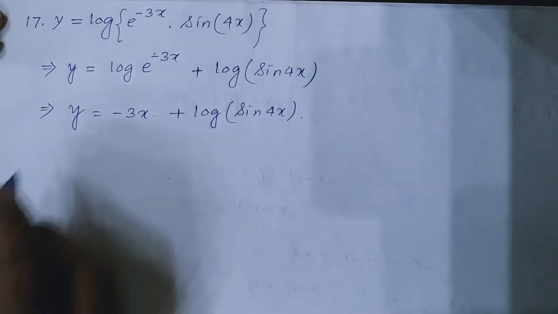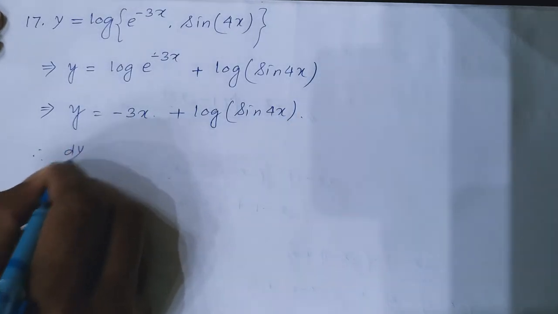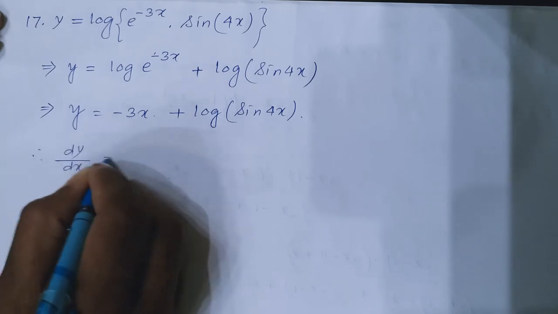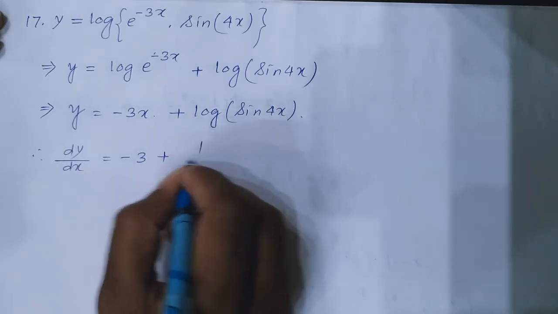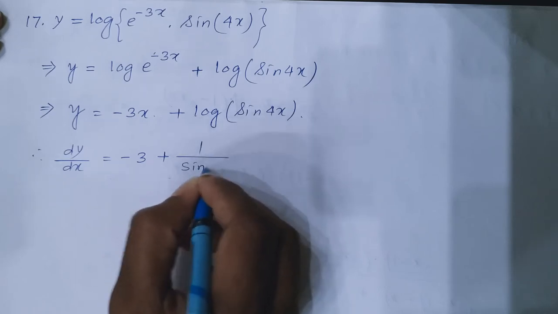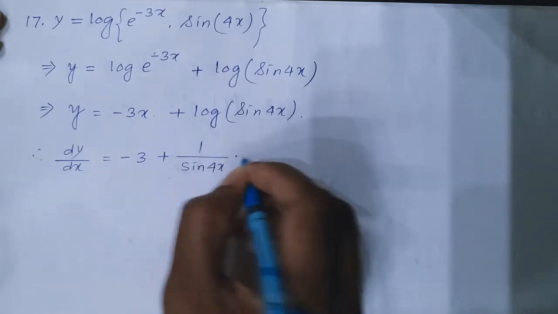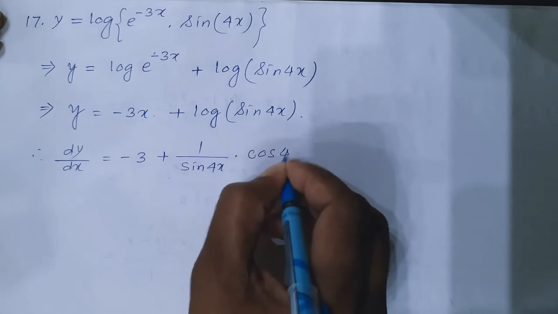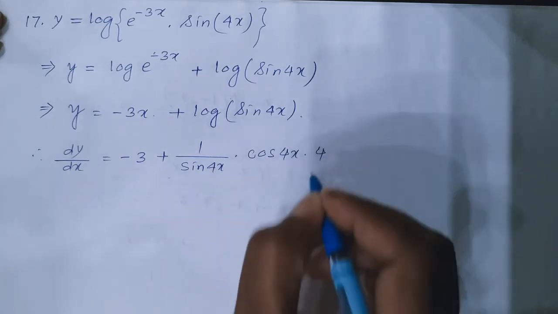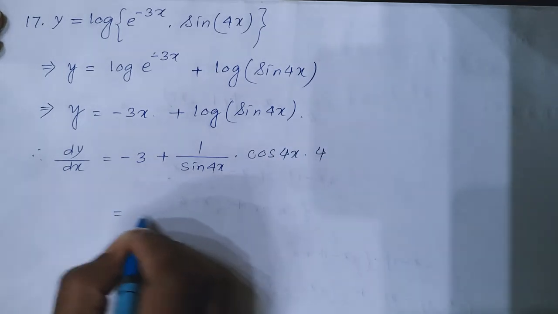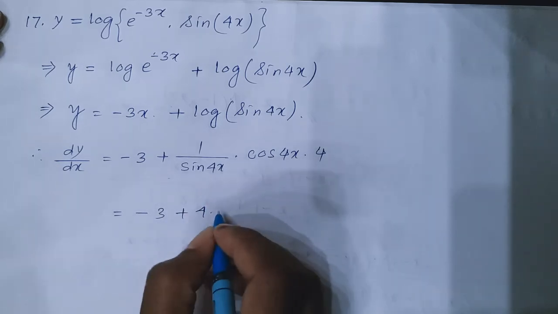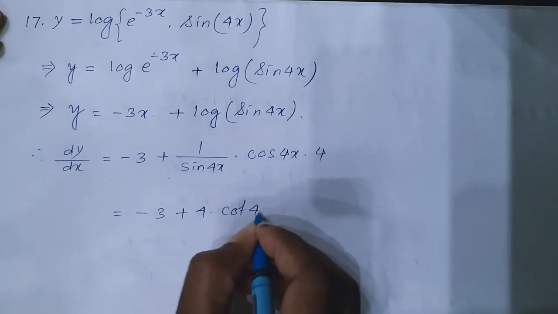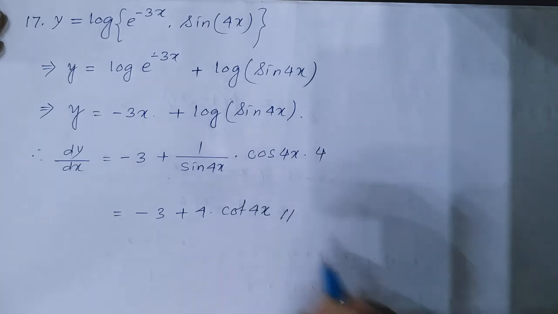Now we can differentiate. So therefore, dy/dx is equal to minus 3 plus, the logarithmic function derivative is 1 by the function. It is sin 4x, into sine function derivative is cos 4x, and 4x function derivative is 4 only. So you will get minus 3 plus 4 into cos by sin, which is cot 4x. So you may leave the answer here.